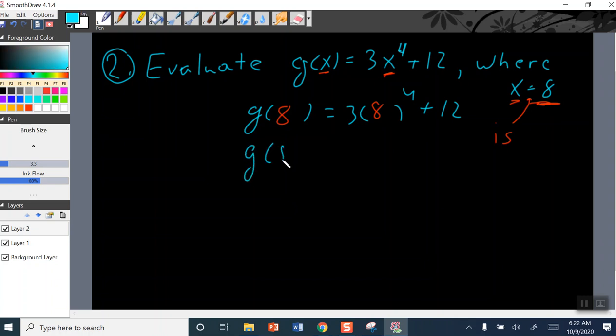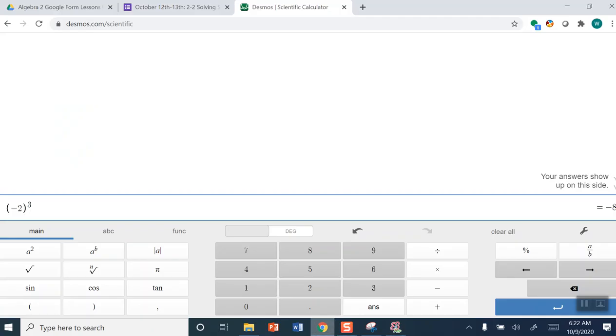So I know g of 8 is equal to 3 times, well, what is 8 to the power 4? Well, we're probably going to need our calculator for that. So let's go back here. And, oh yeah, always hit that blue button to record your answer. So we can just type in 8, and you go back here to this a to the power b, and from there you can click 4, and we can see that our answer is 4,096.